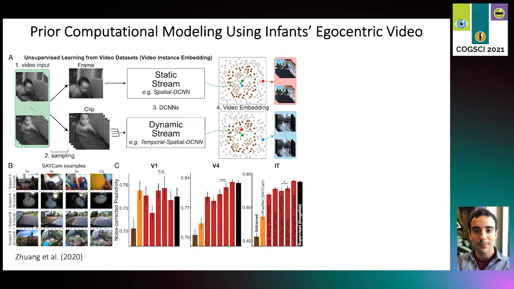Other work has shown how neural nets trained on infants' first-person views could predict real neural responses in ventral visual cortex, as in Zhuang et al. 2020. Critically, this study showed that data from the infant perspective, which is a much smaller and noisier data set, allowed neural predictivity on par with supervised models trained on ImageNet, highlighting the unique quality of information available to the infant learner.